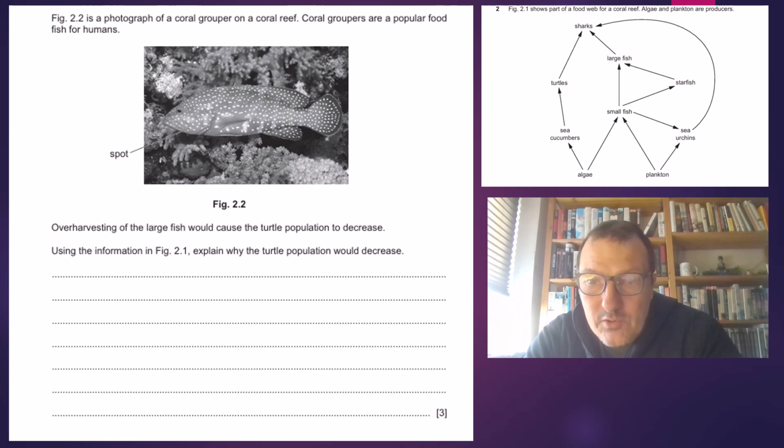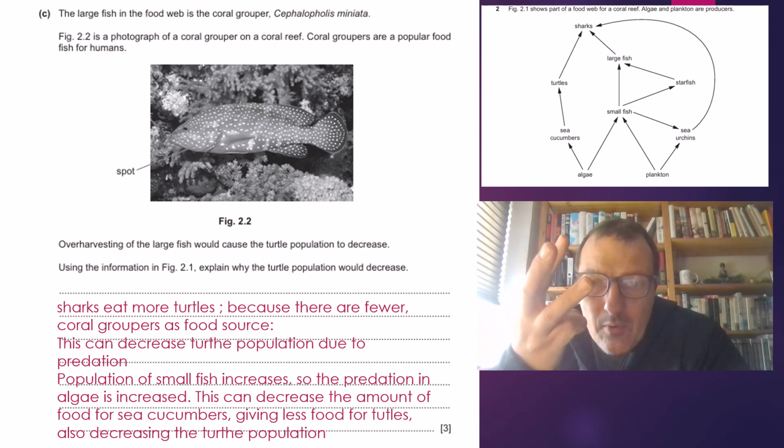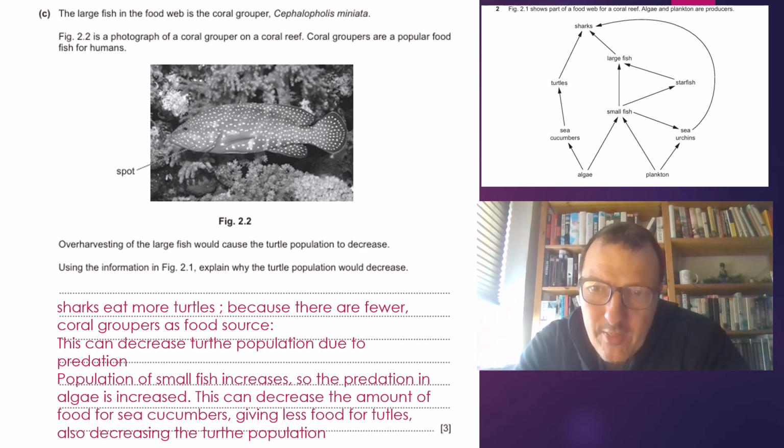Then it's very important to go back to figure 2.1. In this case here, instead of large fish, you have to then put in the coral grouper on that part of the food web. Then this becomes an easy question, but if you don't look at 2.1, you can end up spending a lot of time and writing a lot of stuff that don't give you any points at all. So it's a 3-point question, so you need to state 3 things to get the points. I've written a bit more here, but we'll get over them.